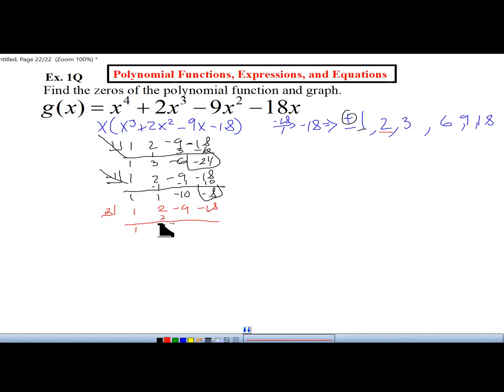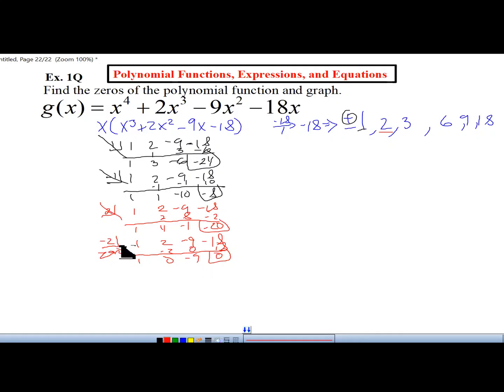Next, let's try 2. 2 times 1 is 2, combine that's 4. 2 times 4 is 8, combine that's negative 1. 2 times negative 1 is negative 2, combine that's negative 20, and that's not our 0. Let's try negative 2. Some of you are like, man, how can you do that so fast? Let me show you. Negative 2 times 1 is negative 2, combine that's 0. Negative 2 times 0 is 0, combine that's negative 9. Negative 2 times negative 9 is 18, and that's our 0.